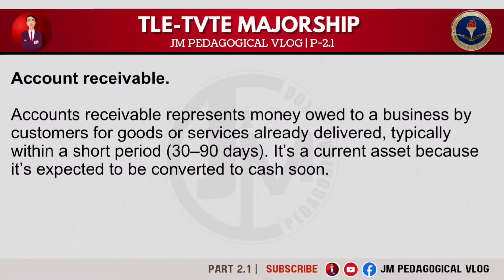Accounts receivable represents money owed to a business by customers for goods or services already delivered, typically within a short period, 30-90 days. It's a current asset because it's expected to be converted to cash soon.